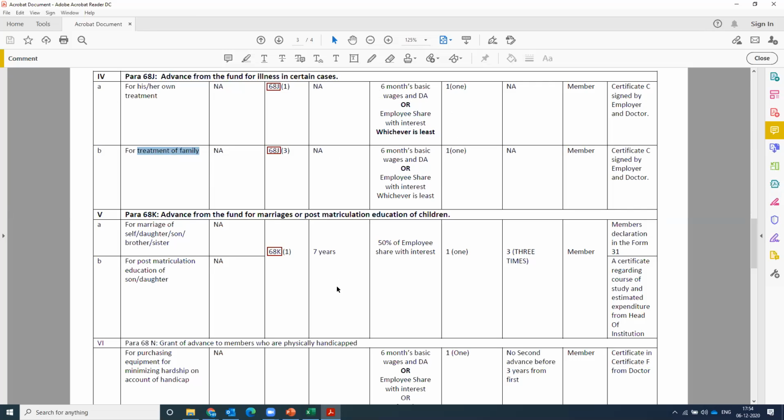Okay, so is that mandatory that we have to submit a certificate for withdrawing this amount? Yes. Certificate C, signed by employer and doctor. It is mentioned in the last column. It is mentioned here, but for online withdrawal, you do not require to provide any document.